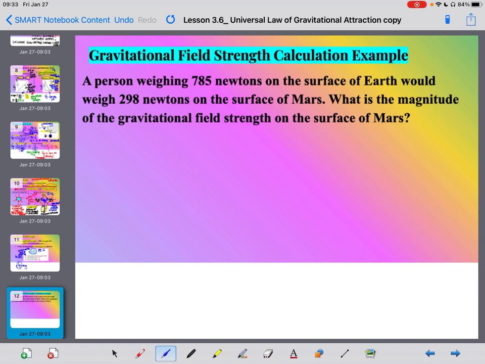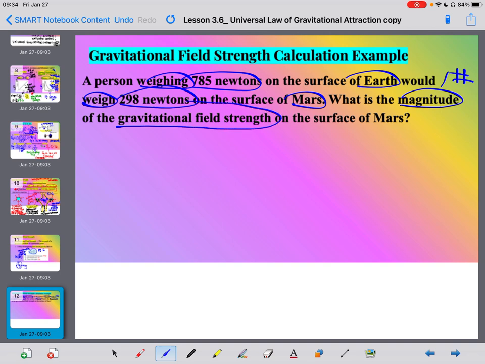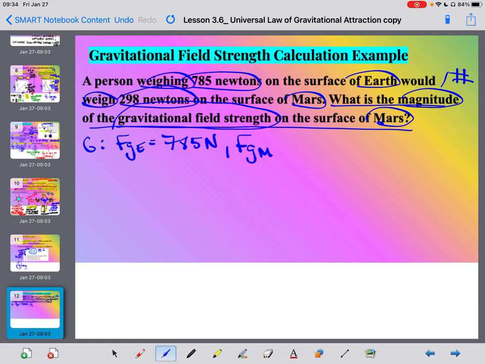It says a person weighing 785 newtons on the surface of Earth would weigh 298 newtons on the surface of Mars. What is the magnitude, again, that's just a number, of the gravitational field strength on Mars? Okay, so that's what they want me to find. Gravitational field strength for Mars. So if I label my givens, I know that the force of gravity on Earth, which I'm going to just denote as E, is 785 newtons. I know that FgM for Mars is 298 newtons.